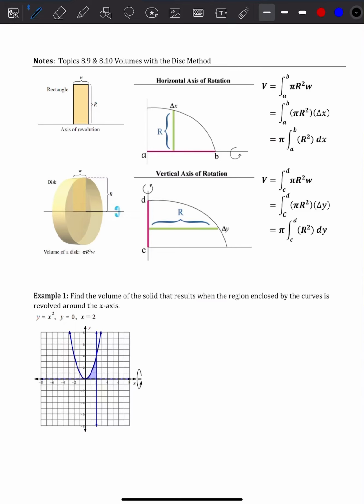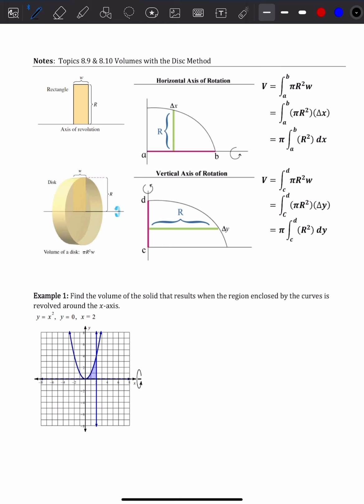Today we're going to be talking about volume, but things that are not quite cross sections for what we would know. Everything that we did with cross sections had a flat base, and then we had cross sections coming out at the top of it. What we're going to be talking about now is what if we took some two-dimensional graph and rotated it around an axis of revolution to get a three-dimensional shape.